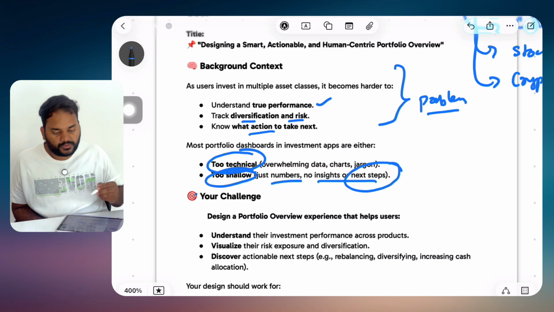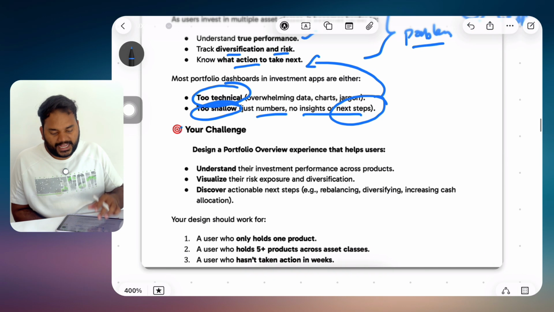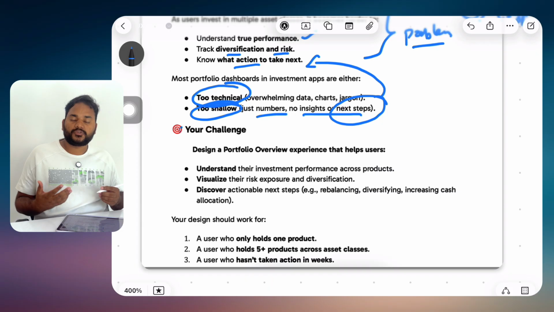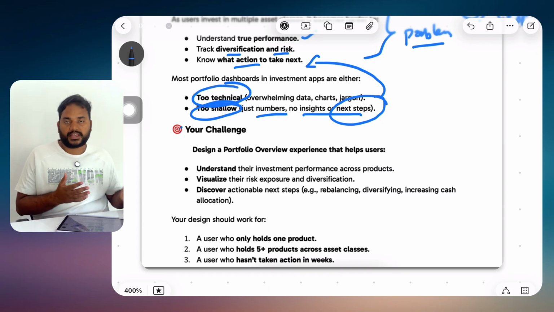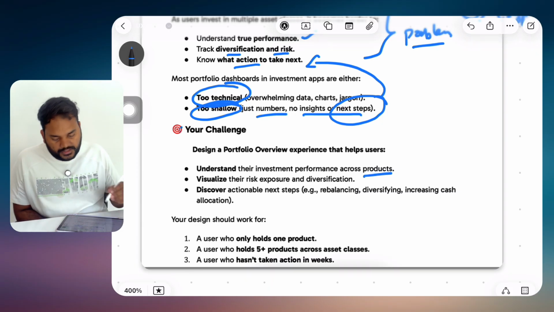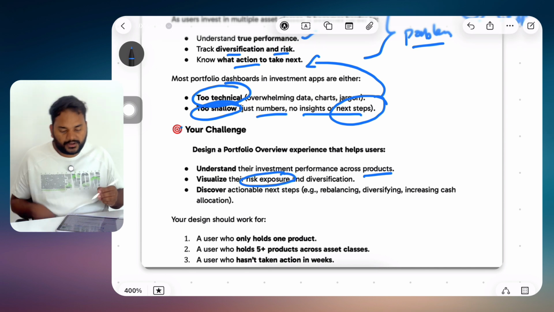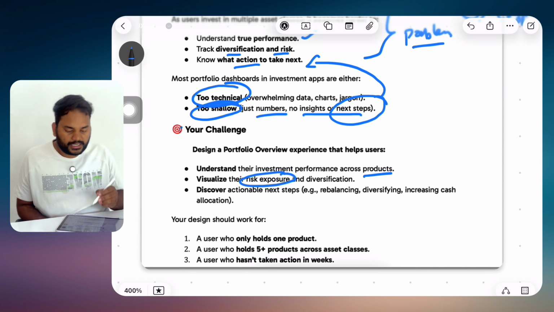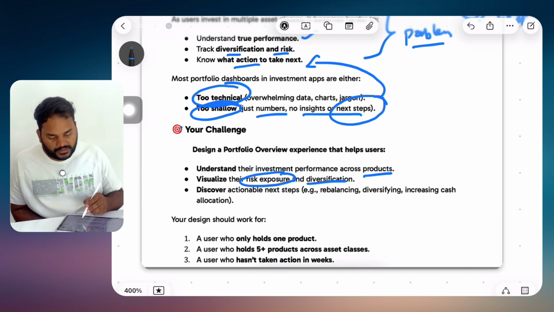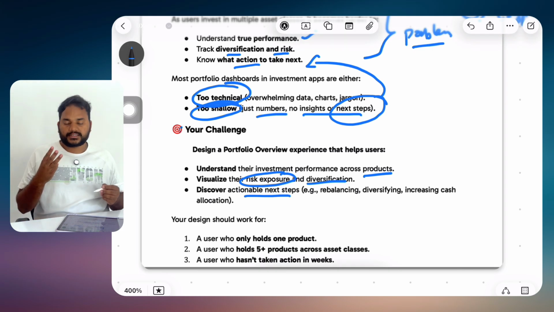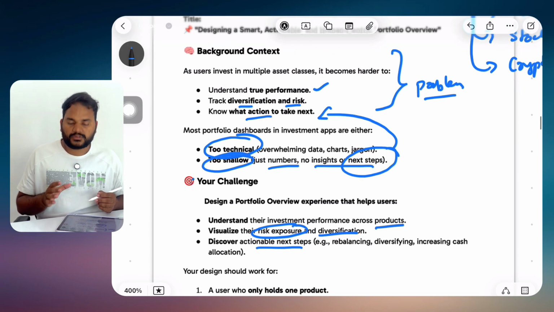So next steps is what you need to focus on, which was mentioned in the previous background context too. Now, what are our challenges, like what do we need to do? So the user should be able to understand their investment performance across different products. So that's our first challenge. Second challenge is visualize the risk exposure. So keep a reminder on the risk exposure because that's the most important, and diversification. And third one is discover the actionable next steps. So these are the 3 points that they have mentioned, which are very correlated to the background context.